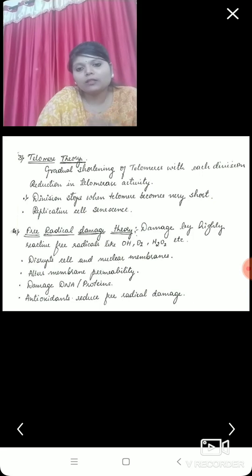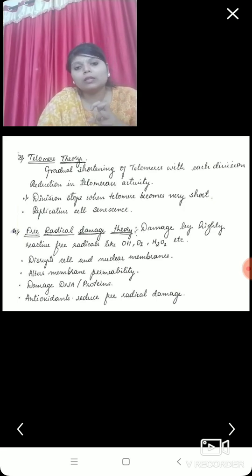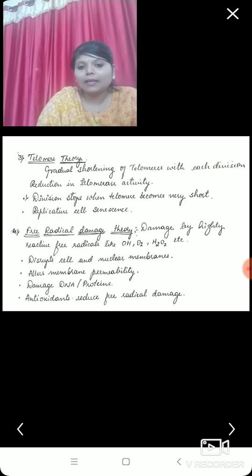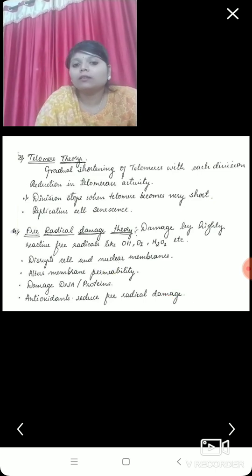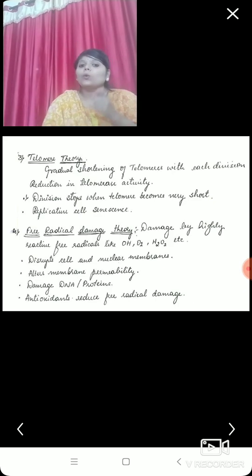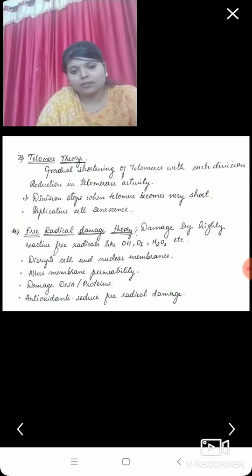These free radicals which are there in our body are highly reactive in nature. Okay, so they are going to create certain problems. Likewise, they disrupt the cells and the nuclear membranes, alter the membrane permeability, and damage the DNA and the protein synthesis. So, how to come about the radical damage? By increasing the antioxidants, which reduces the free radical damage.